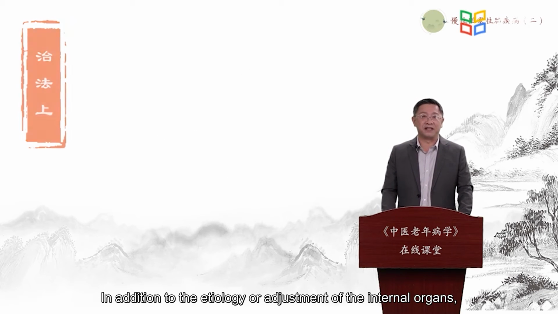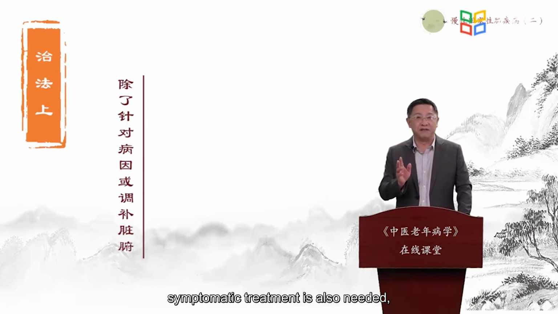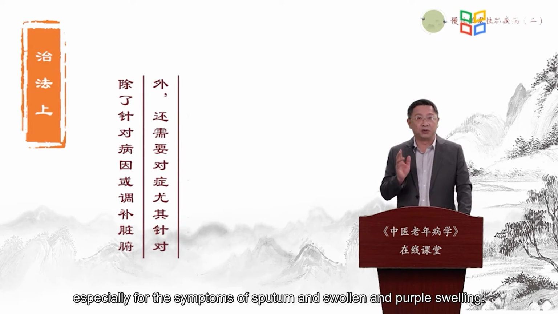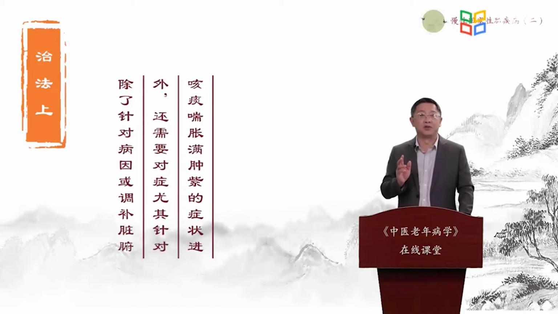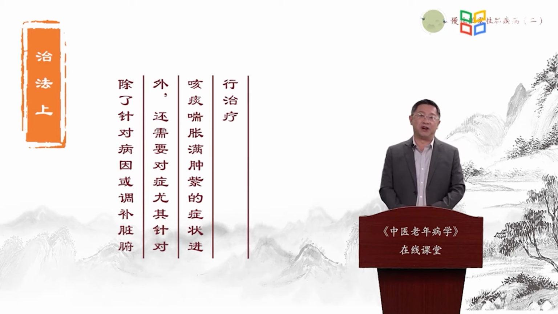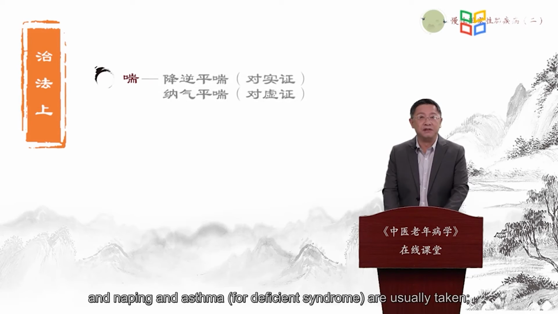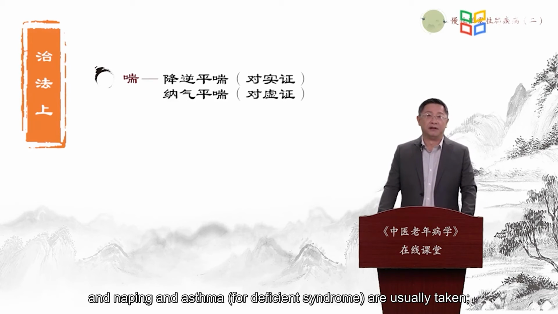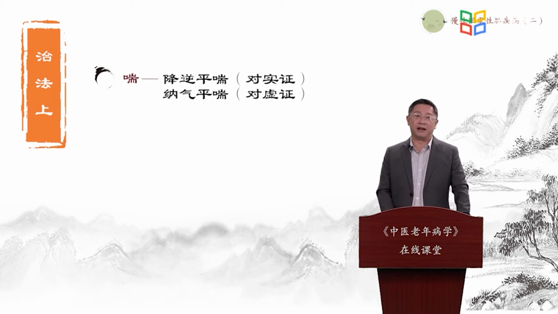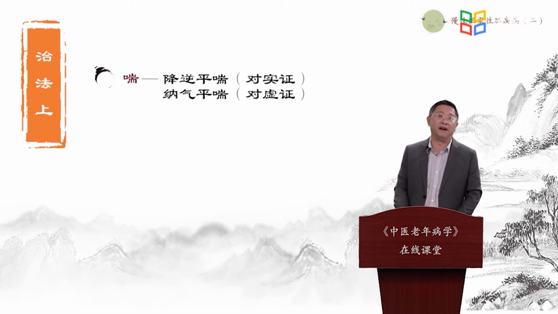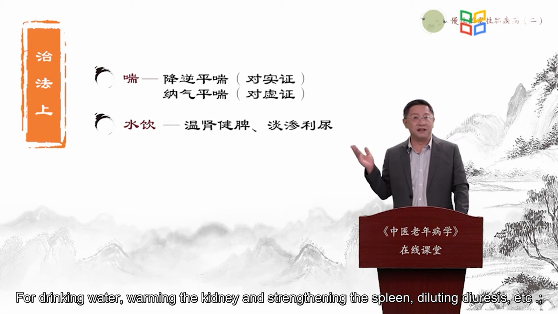On the law, in addition to the etiology or adjustment of the internal organs, symptomatic treatment is also needed, especially for the symptoms of spleen and swollen and purple swelling. For asthma, lowering and relieving asthma, and napping and asthma are usually taken. For drinking water, warming the kidney and strengthening the spleen, diluting diuresis, etc.